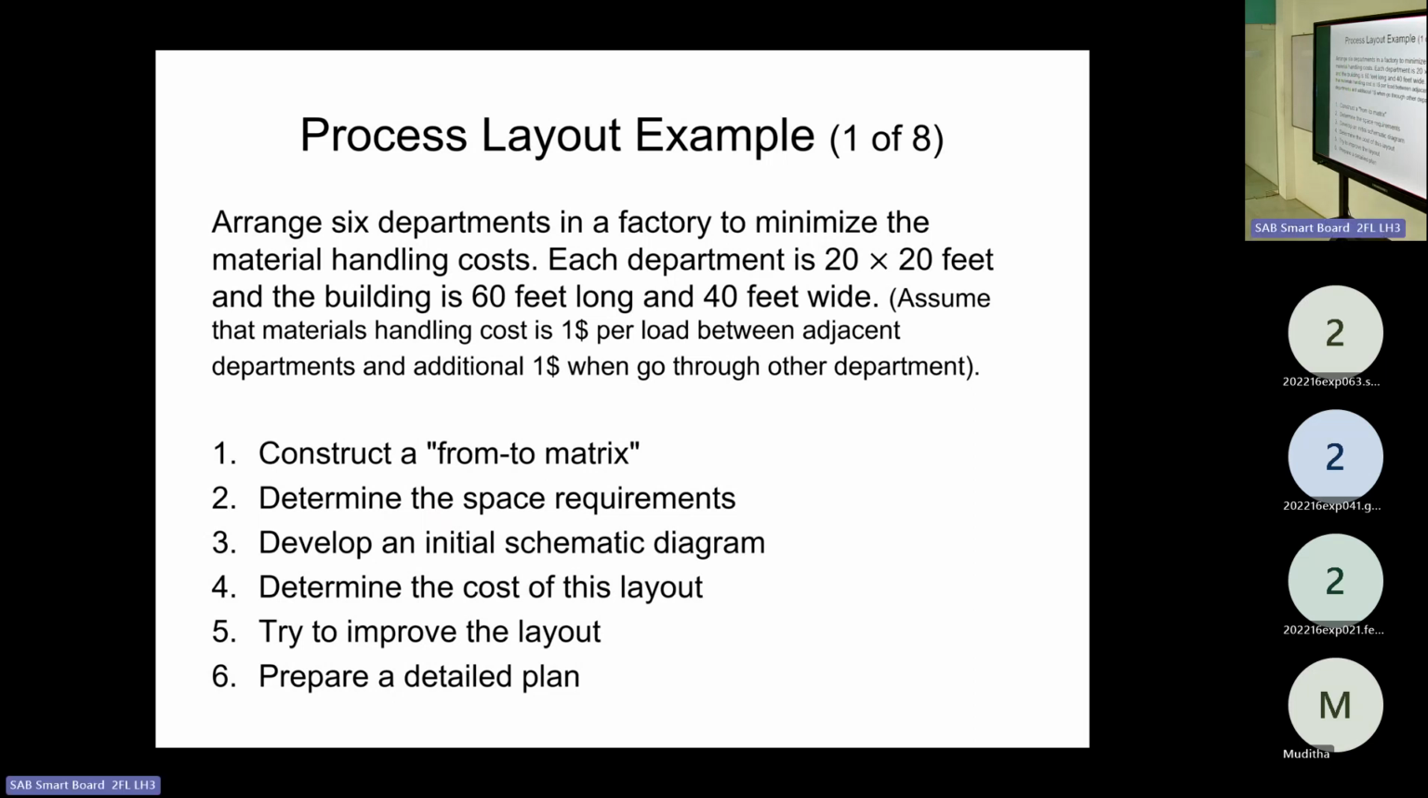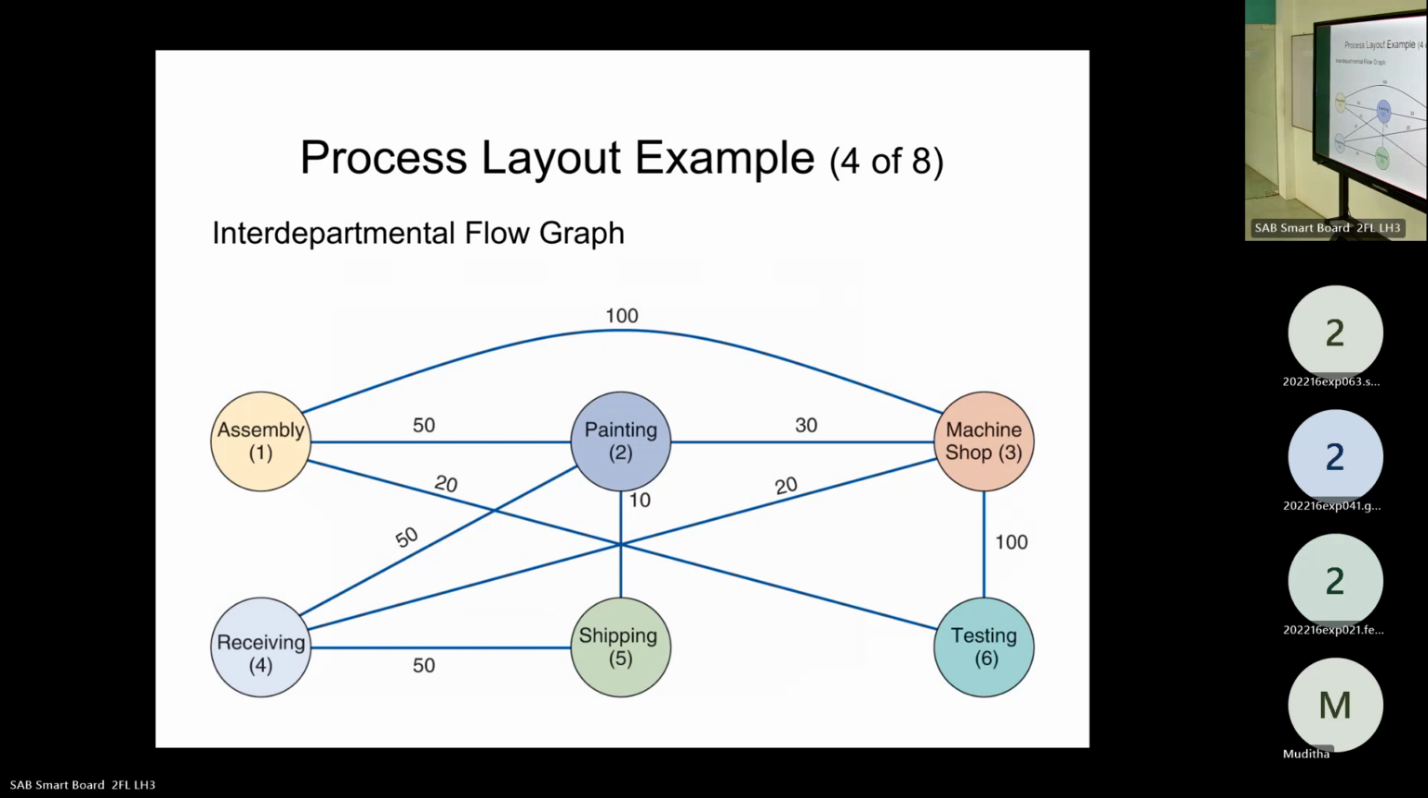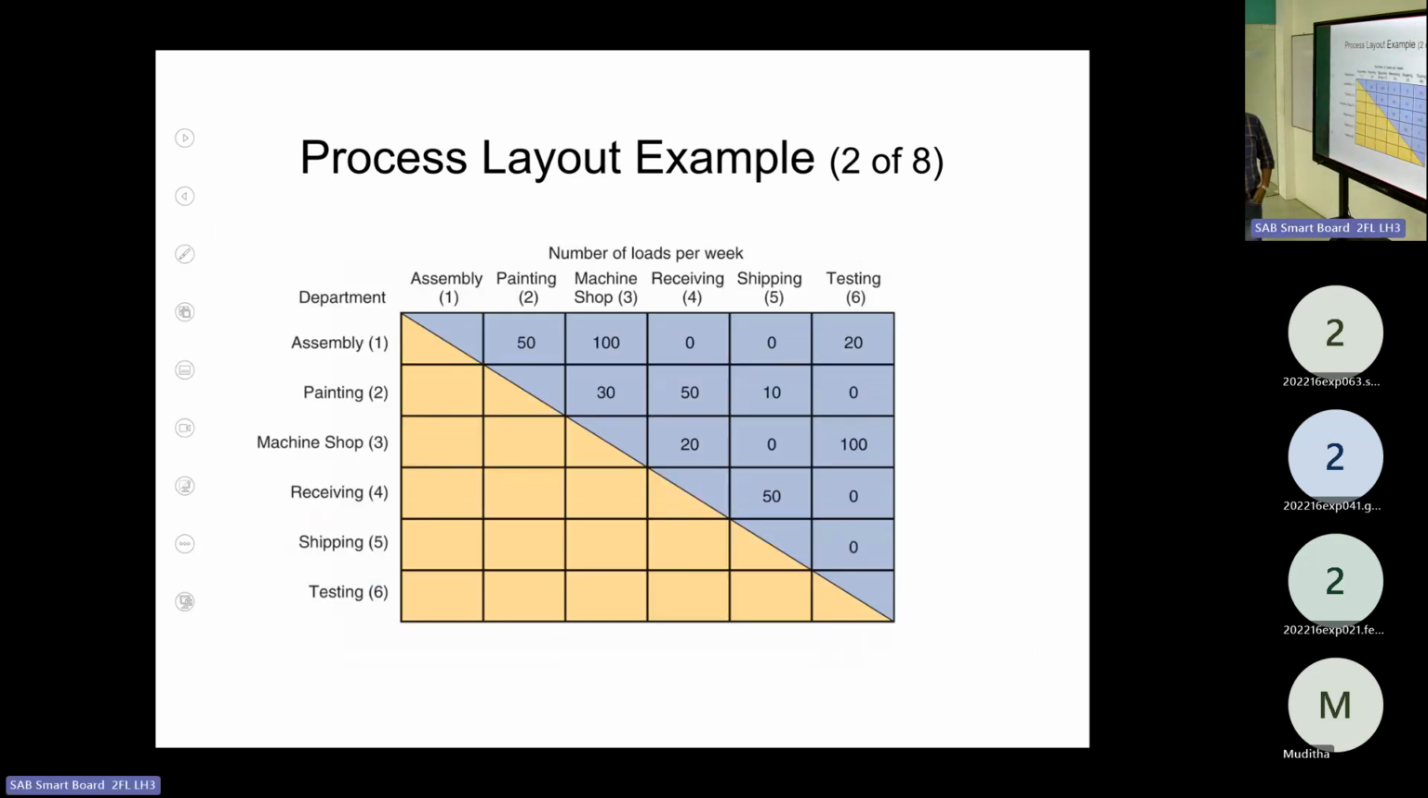Between non-adjacent departments, $1 additional per load. Okay, so consider such, and then the initial solution. Now this shows only the number of transactions. 1 here, 2 here, 3 there, 4, 5, 6. And when we show the transactions between departments that we have taken from here, it would look like this.